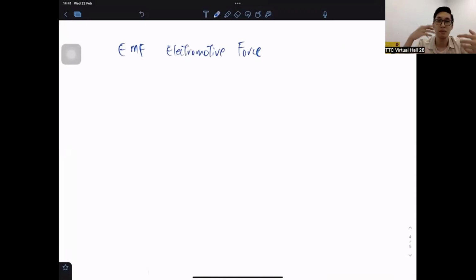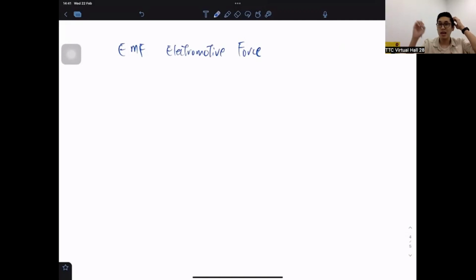Electromotive force is actually similar to potential difference or voltage. So if you think about it, right, voltage is basically how much energy you need to push the charge from here to here. Okay, how much energy you need or how much work done to push the charge from here to here. So when I say the voltage across this resistor is 3 volts, that means that I need 3 joules of energy to push one charge from here to here.